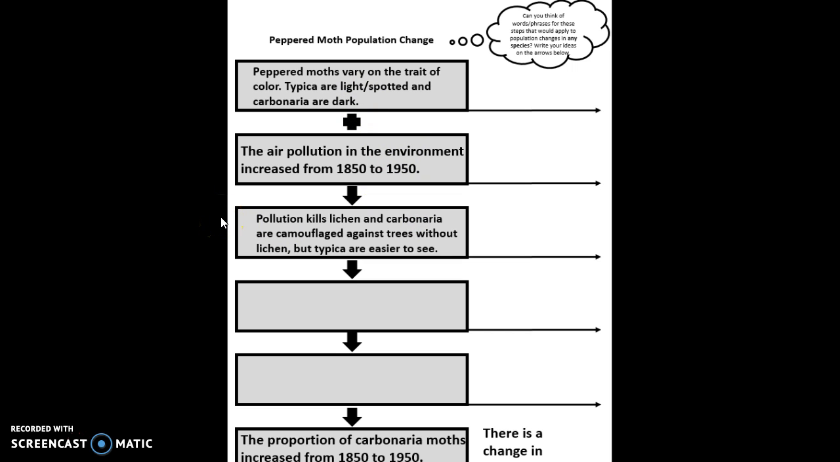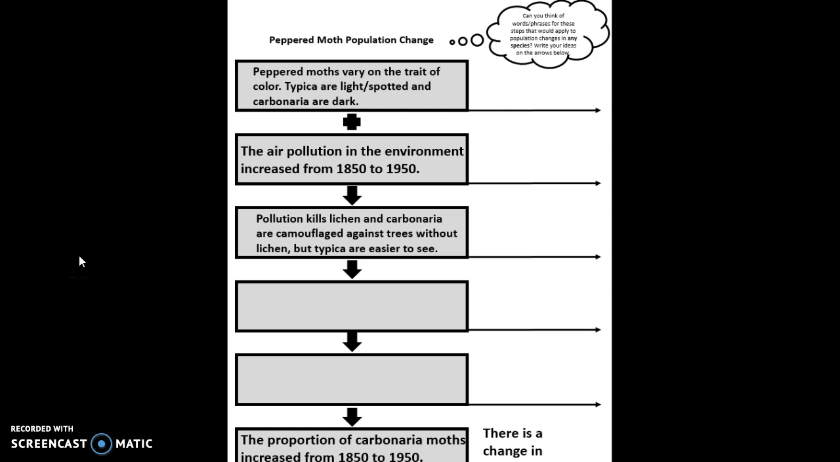So the third event is the effect of the first two things happening, and that is that because there was pollution in the environment, the pollution killed the lichen, and going back to that variation, the carbonaria are now more camouflaged against trees without lichen, but typica are easier to see. Pause the video and write that down.